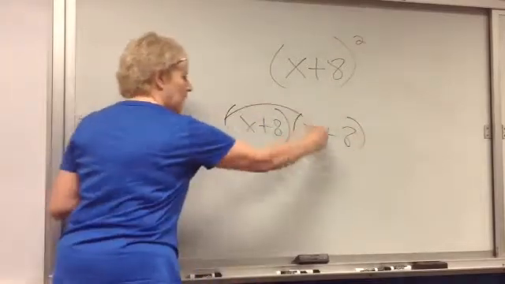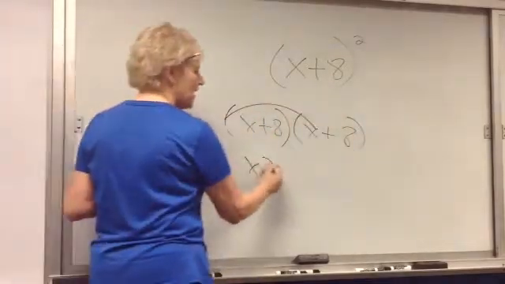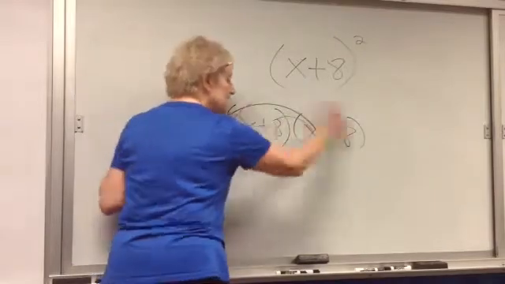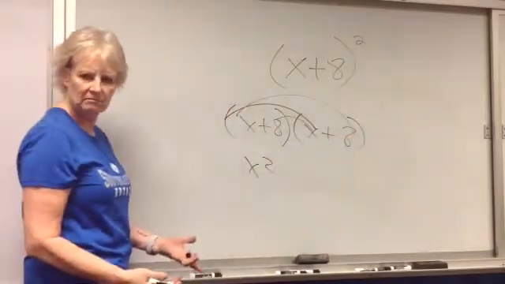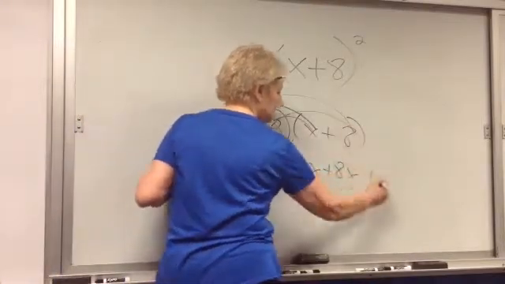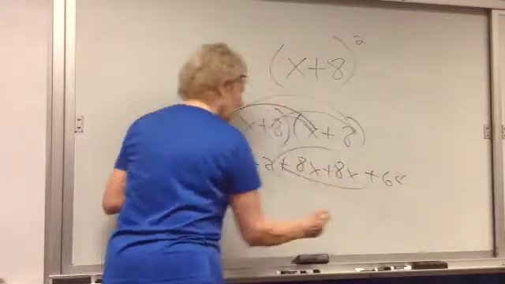So now you do x times x, which is x squared. When you have the same number twice, the inner and the outer are the same. So it's plus 8x, plus 8x, and then 8 times 8 is 64.